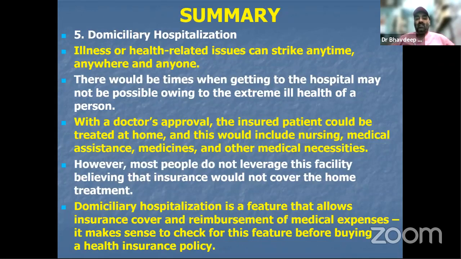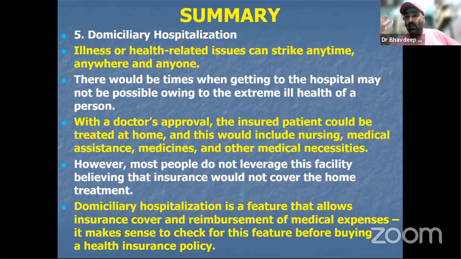So we all know that illness can strike anytime, but sometimes getting to hospital will not be possible, as is happening in Delhi and Maharashtra also. There are no beds, of course. Then with the doctor's approval, you can be treated at home with nursing, medical assistance, medicines, and other necessities. If your insurance company is offering you domiciliary hospitalization, those things will surely be covered, even if you're taking care at home, especially for COVID.